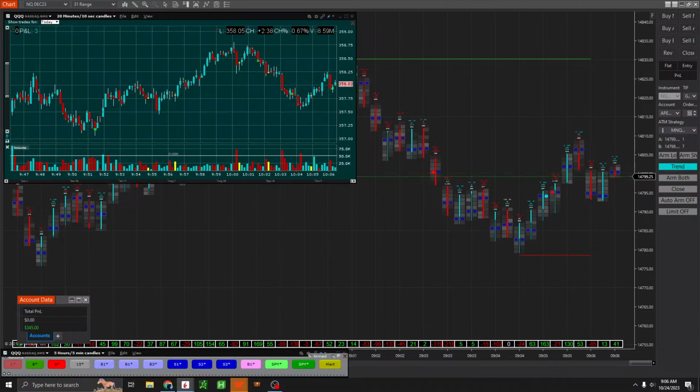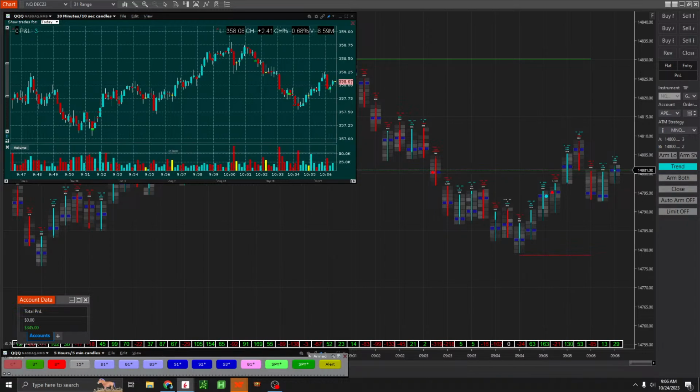All right. Let's slow down a little bit. So on the daily, I hate doji candles on the daily. I don't know about you guys, but I don't like them. Usually lose money when they look like this.